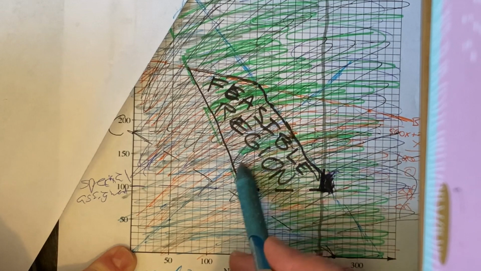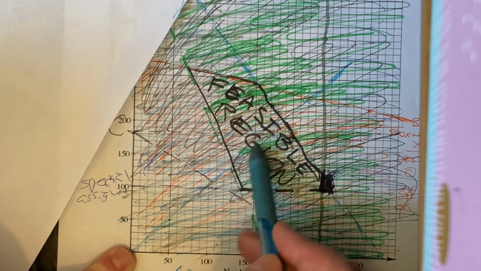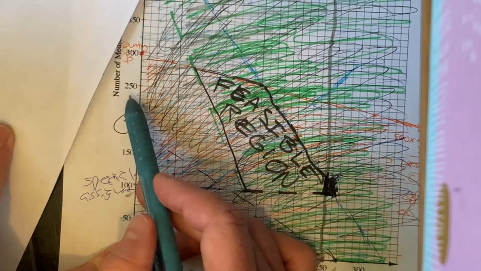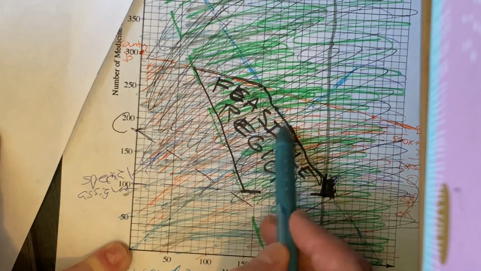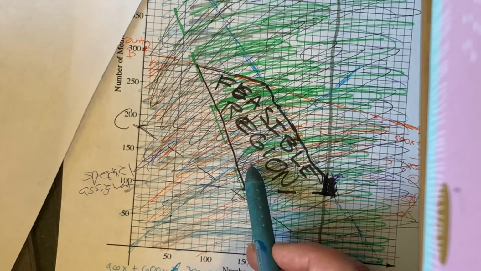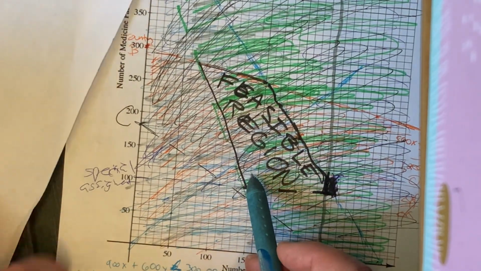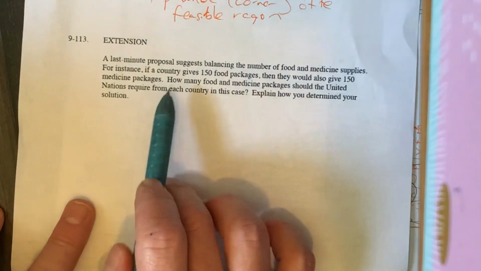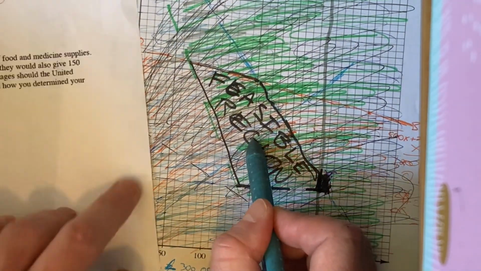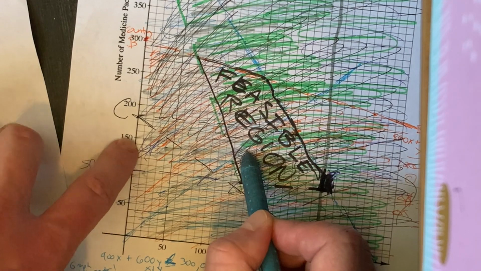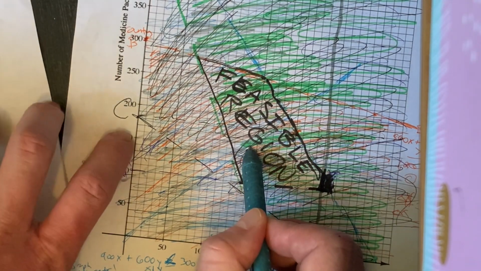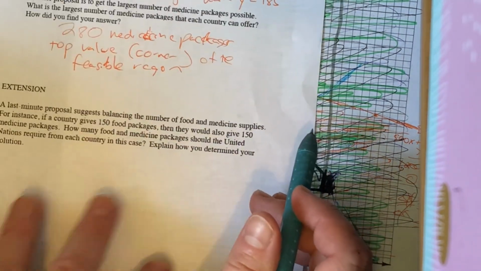These would be all the values within the feasible region that would be equal in terms of number of food packages and number of medicine packages. So the United Nations could choose any of these values, any of the coordinates here, and the countries would be able to provide those. So let's make sure we answer the question here. 150 and 150, are they able to do that? 150 is a point on this line, and it's also in the feasible region. 150 is definitely an option that the countries could do.